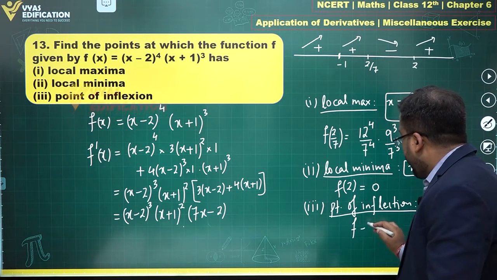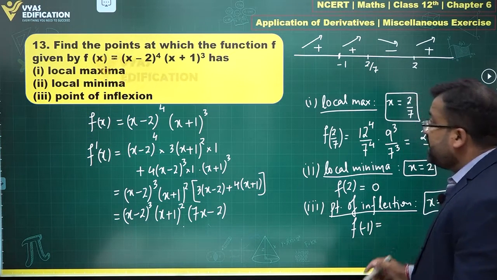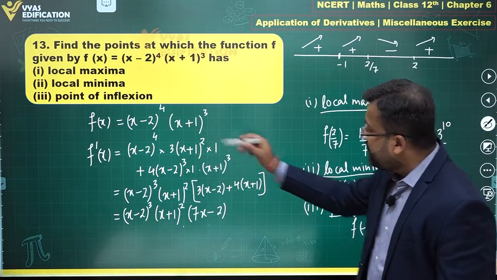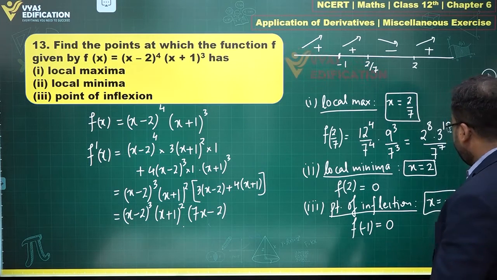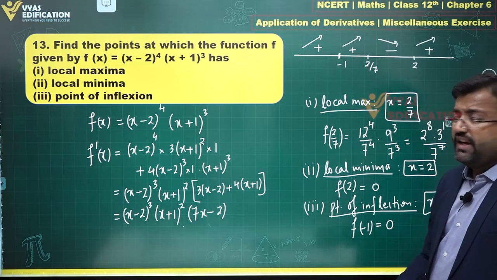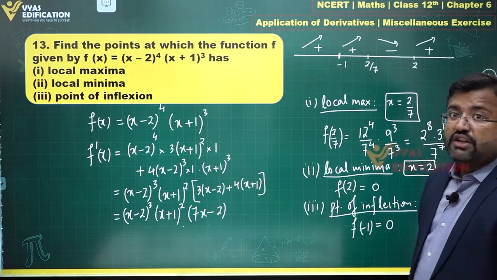What was the value of the y coordinate at this point? F of minus 1 will be equal to, again, this bracket becomes 0, everything will become 0. This is the point of inflection that you will have at minus 1 comma 0, right? That's the final answer for this 13th question over here.